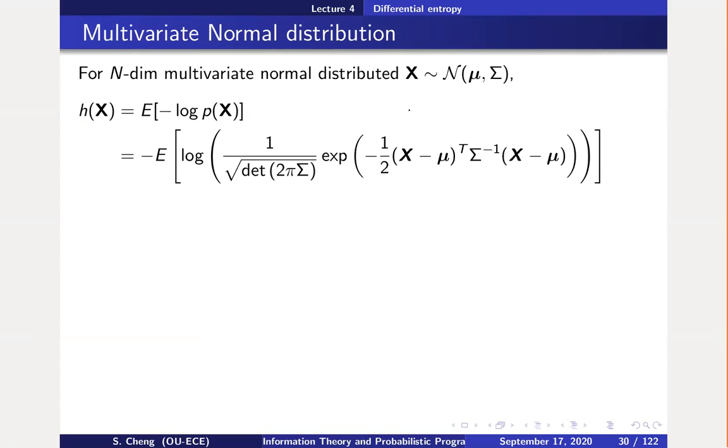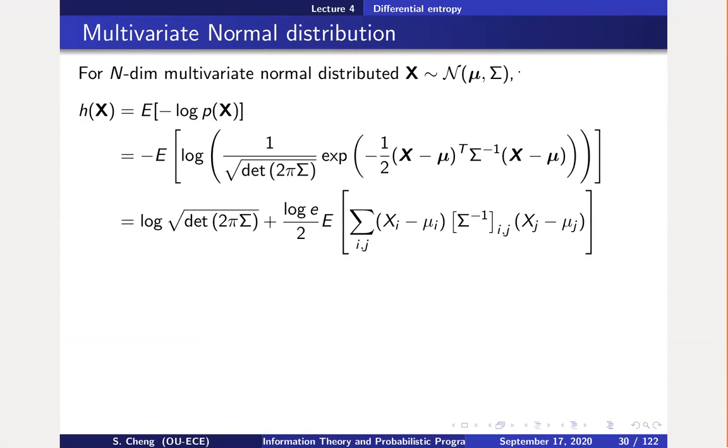So basically, I have again the expectation of minus log p(x), and p(x) is simply this whole thing, and then I take the log of this guy. If I take the log of this, I can split the log. The first part is just a constant, I put it out, and then the log of e comes up, right? And then I have the remaining part, I have 1/2 here also, with this thing here.